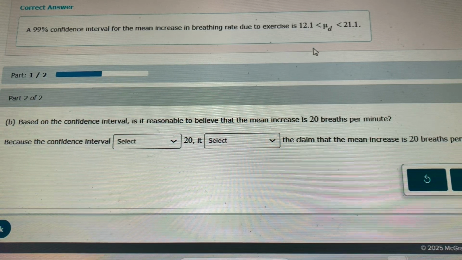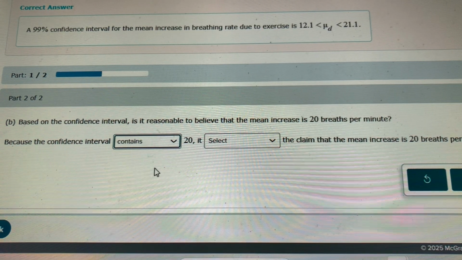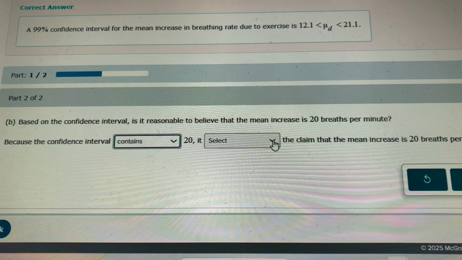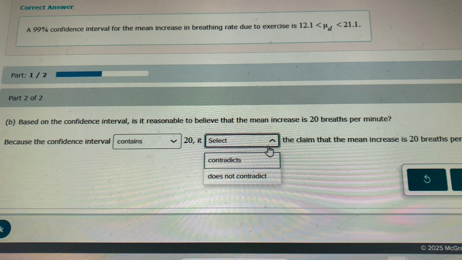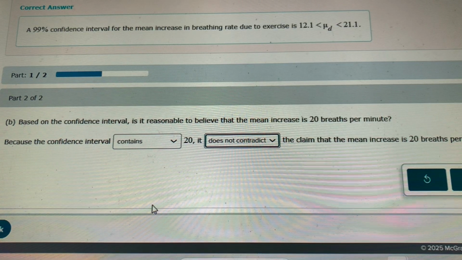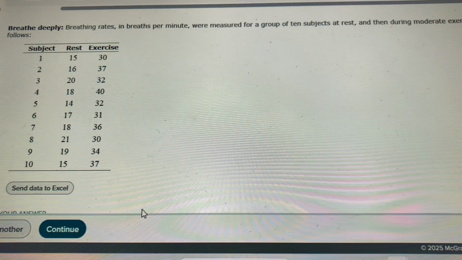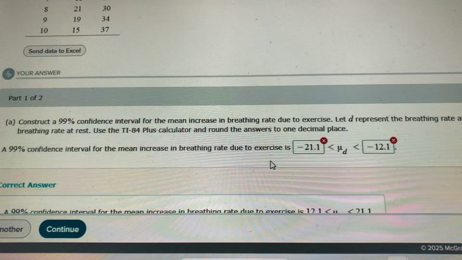So instead of trying to compare 0 to the interval, it can be some other random number that they just give you. The confidence interval does contain 20. So it is reasonable that the claim could be true. The confidence interval does not contradict it. It doesn't prove that it's right, but it doesn't contradict it either, is why they're wording it that way. Because you always assume the null to be true. You can't prove the null to be true.